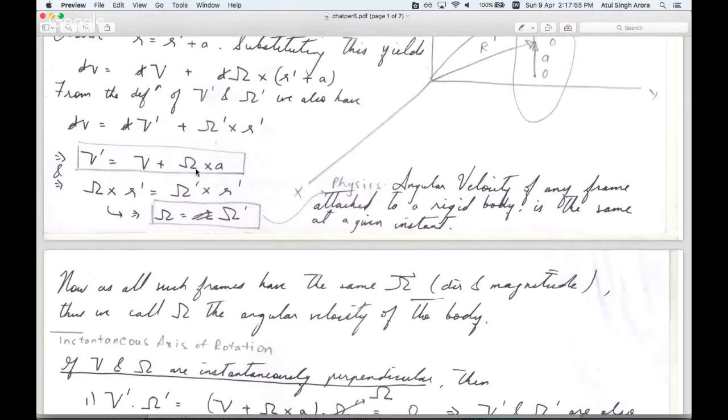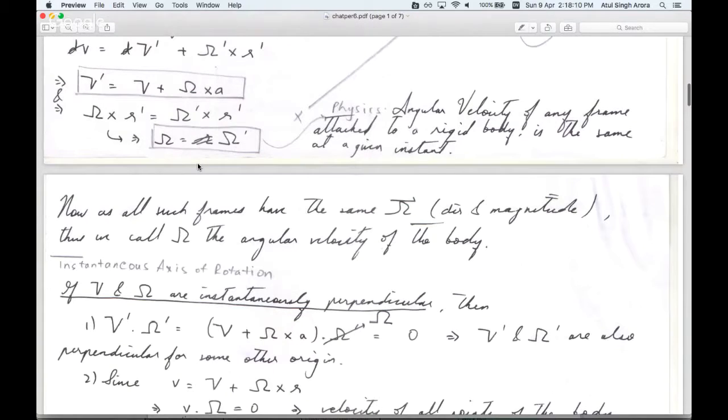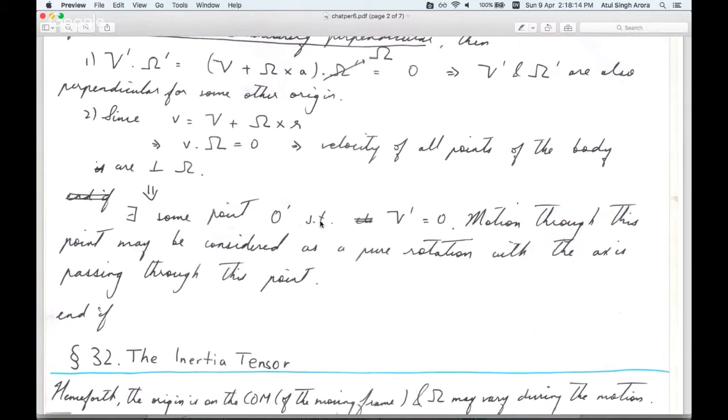this expression disappears. Okay, and remember the fact that omega and v have to be perpendicular is important, because if they are perpendicular, then when you take a cross with omega, the resultant vector will lie in the plane containing v. Otherwise, it will lie outside, and then you can never cancel it out. So that was one thing we did understand. So what that tells us is that you can always find some origin O prime such that your v prime is equal to 0. Okay, and since v prime is equal to 0, the motion through this point you can actually take to be pure rotation with the axis passing through this point.